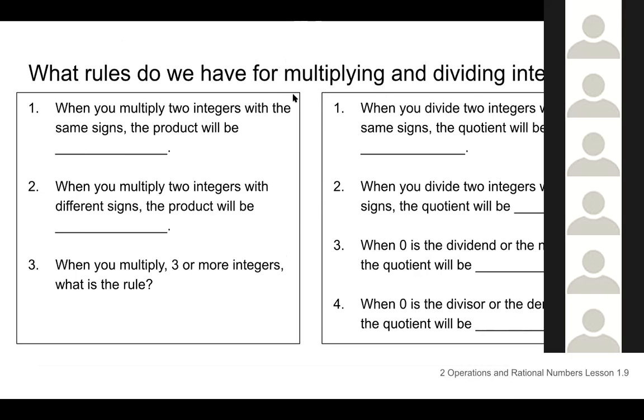All right, so to end, let's make sure we have these rules for multiplying and dividing integers down. There's a new rule on here that we haven't talked about yet, but we'll talk about it. When you multiply two integers with the same signs, the product will be positive. When you multiply two integers with different signs, the product will be negative.